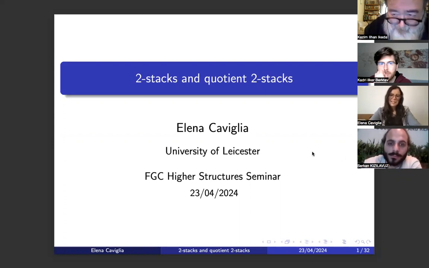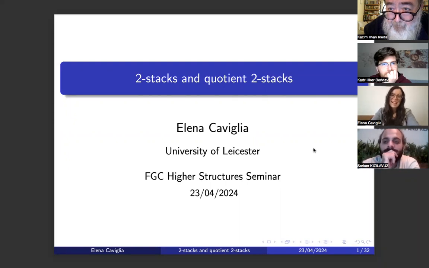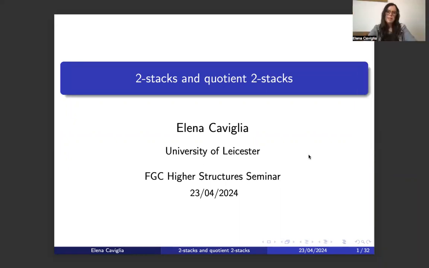Yes, so first of all, thank you very much for the opportunity to give this talk. The talk today will be about part of my PhD project, and I will talk about two stacks. In particular, I will introduce a notion of two stack that is suitable for a trimorphism from a two category into the three category of bicategories.